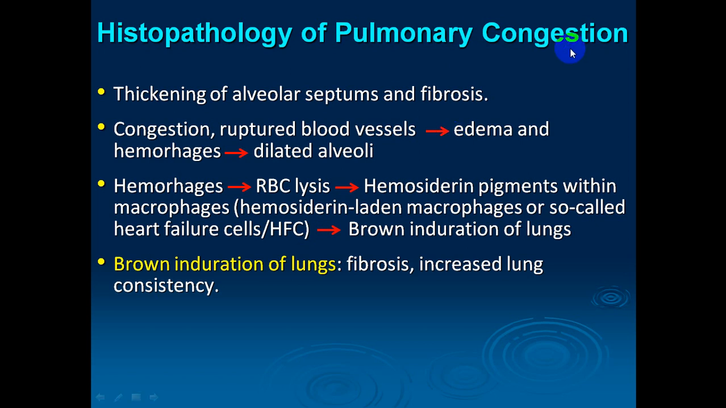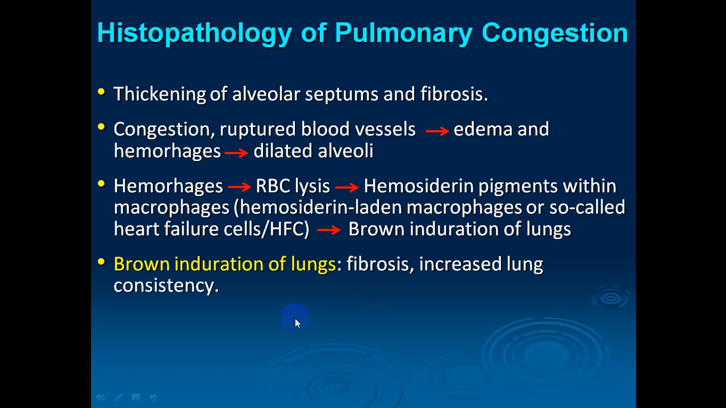In the microscopy of pulmonary congestion, if it occurs chronically, there will be thickening of the alveolar septa with formation of cicatrix, scar tissue, or we call it fibrosis. There will also be ruptured blood vessels, hemorrhages, and also edema, and this edematous fluid or transudate can also move to the alveoli and make the alveoli dilated.